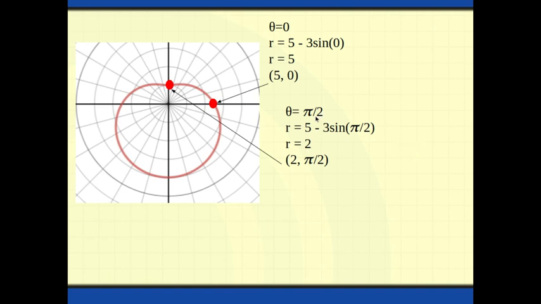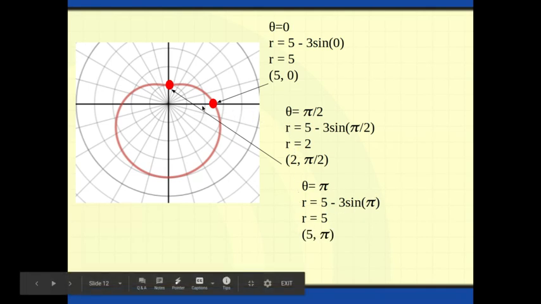So another value for theta that we could choose is pi. And we're going to plug it into our function to solve for r. So now we need to evaluate the sine of pi, which is 0. Right? Sine of pi is 0. So we get 5 minus 0, which is 5 again. So the coordinates 5 comma pi.